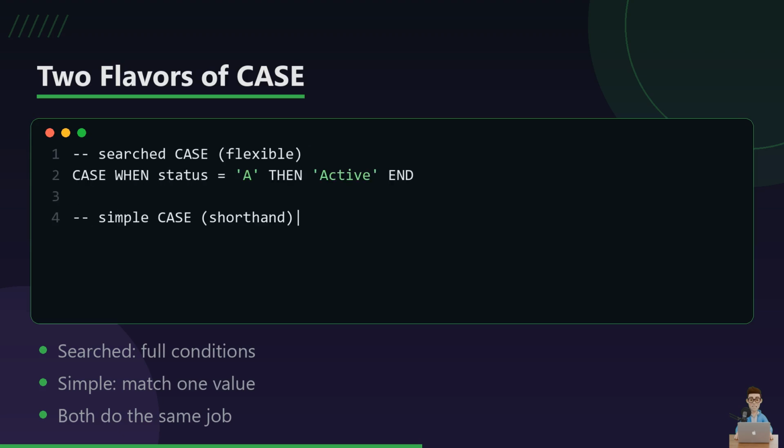There are two styles. The searched CASE lets you write any full condition, like greater than or a date check. The simple CASE is a shorthand when you're just matching one column against exact values. The simple one reads cleaner, but it can only test equality. When in doubt, reach for the searched version.